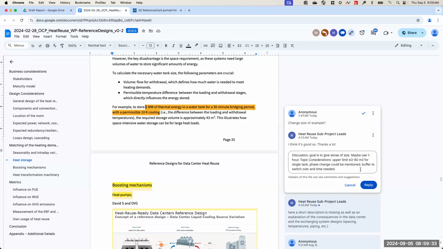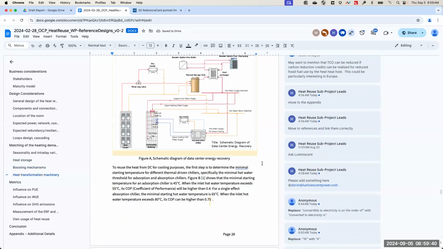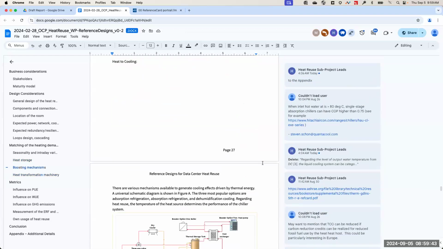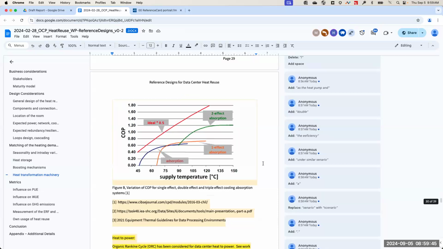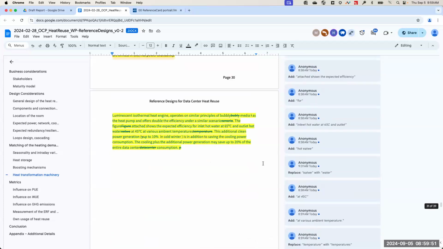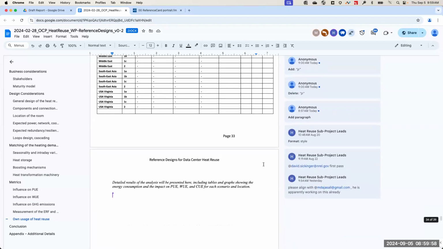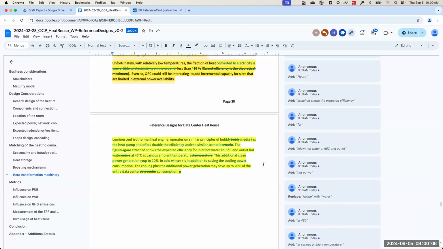So we are about to finish. It's just so the others know what is still missing or what we have. We have boosting mechanisms, electrical heaters. I think maybe that's a slide from the Microsoft presentation; maybe we'll get something from them. And heat to cooling, which is absorption cooling, as well as heat to power, where there is a mention of the organic Rankine cycle and the luminescent ideas, the isothermal cycle. Then the metrics and things to put in the appendix. So we still have lots to do, guys.